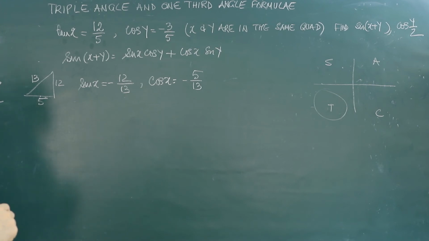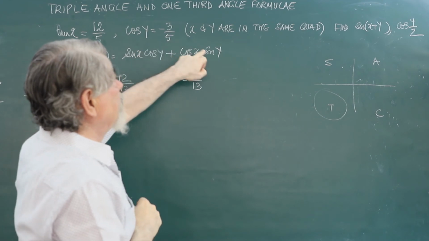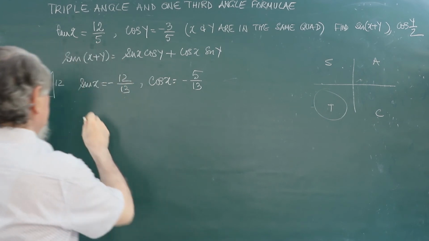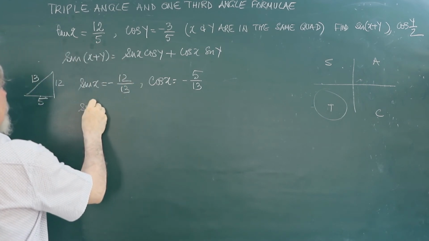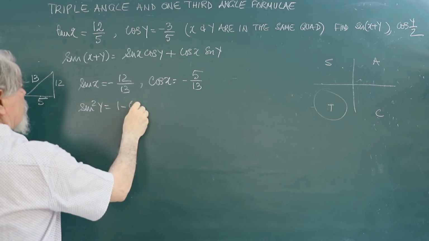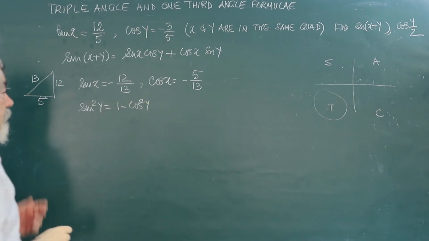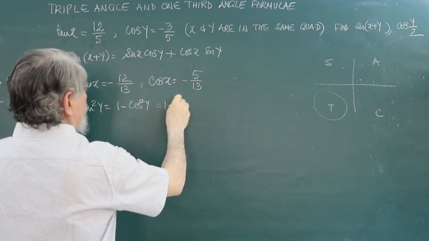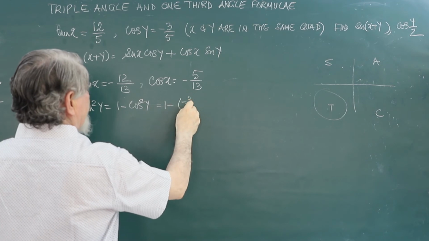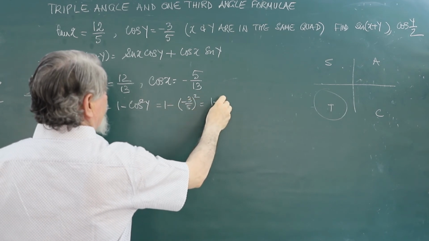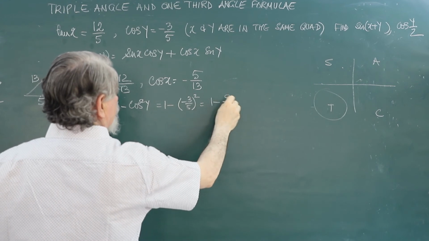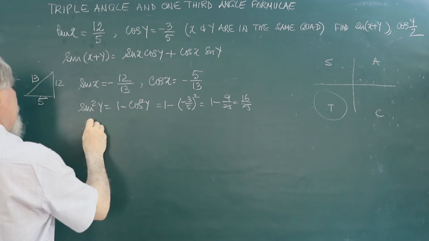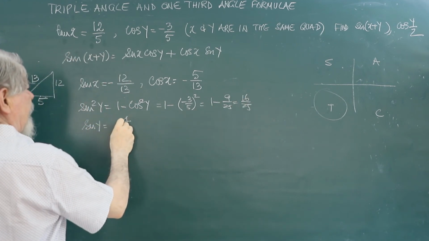Now already I have the value of cos Y. I need to calculate sin Y. Sin square Y will be 1 minus cos square Y. I know the value of cos Y is minus 3 upon 5, whole square. So it will come 1 minus 9 upon 25. That will be 16 upon 25. So sin Y will be 4 upon 5.